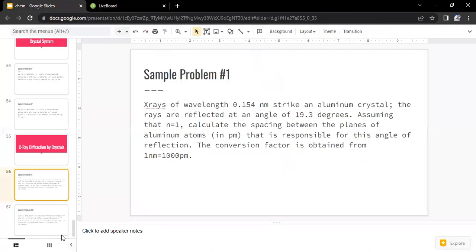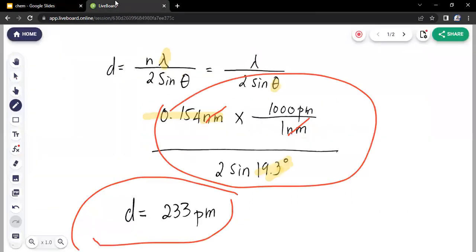Second problem, sample problem number 2: X-rays of wavelength 0.321 nanometer strike an aluminum crystal. The rays are reflected at an angle of 17.4 degrees. Assuming that n equals 1, calculate the spacing between the planes of aluminum atoms in picometers that is responsible for this angle of reflection. The conversion factor is obtained from 1 nanometer equals 1,000 picometers.